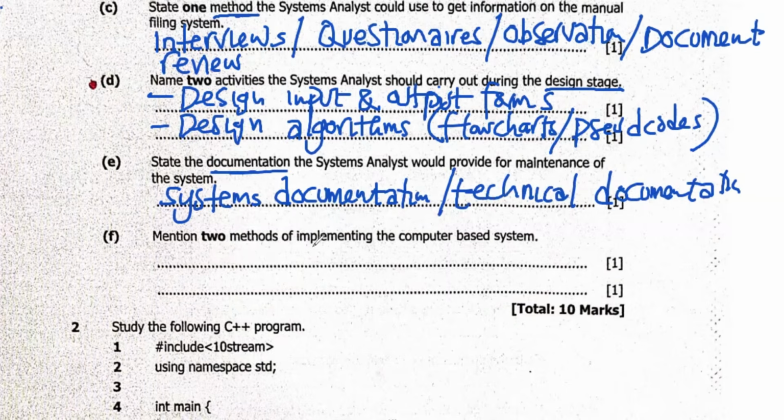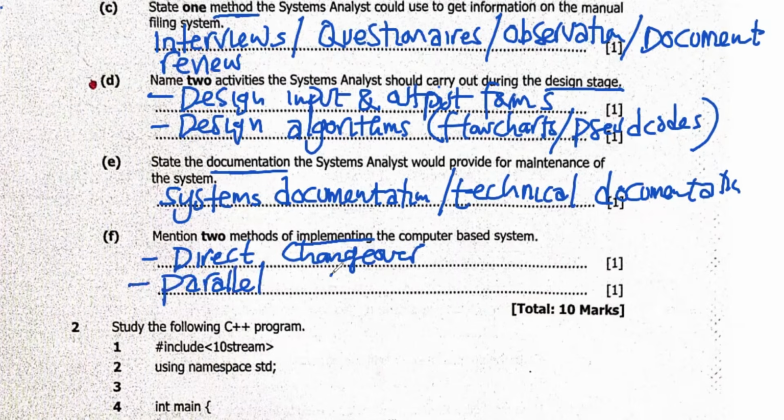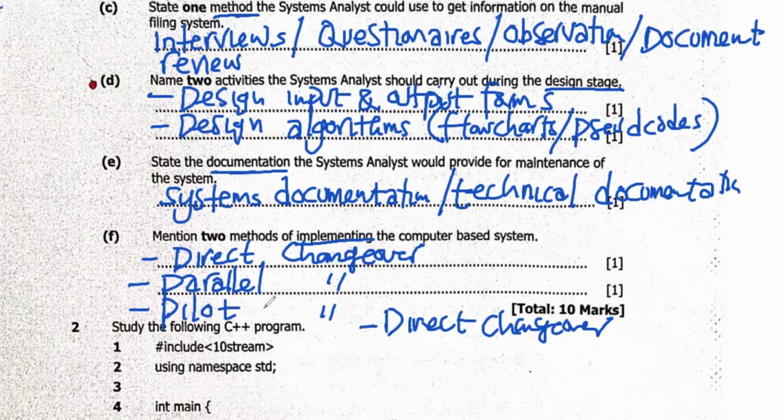Mention two methods of implementing the computer-based system. So we're looking at ways you can implement. There are four methods that we use. We have what is called direct changeover, also known as the Big Bang changeover method. There is a parallel changeover. There is a pilot changeover and phased changeover. So these are the four methods that can be used to implement a computer-based system.